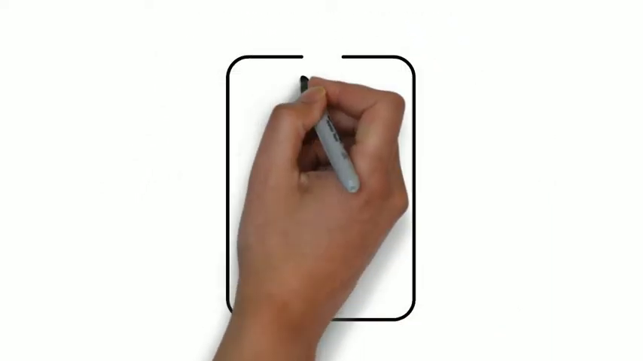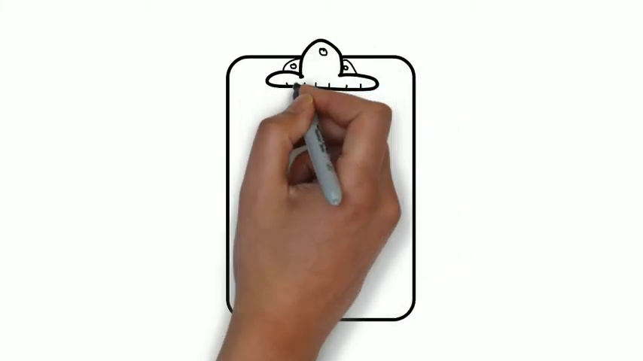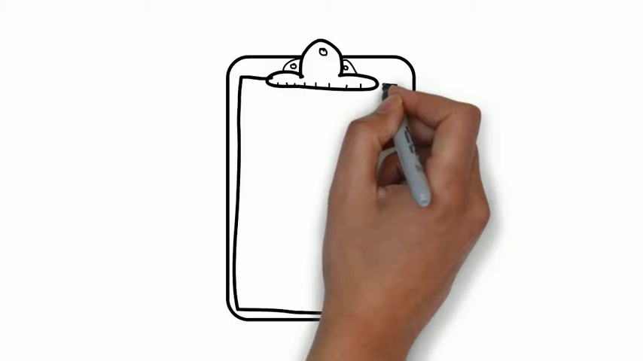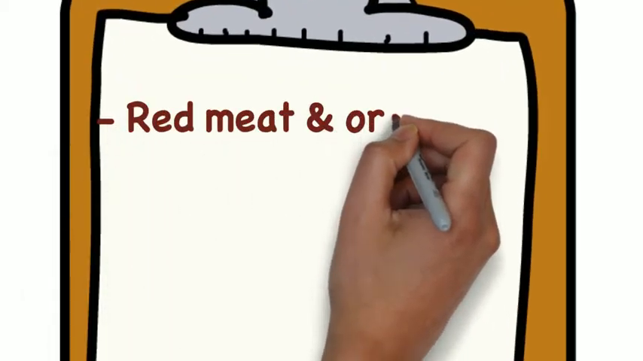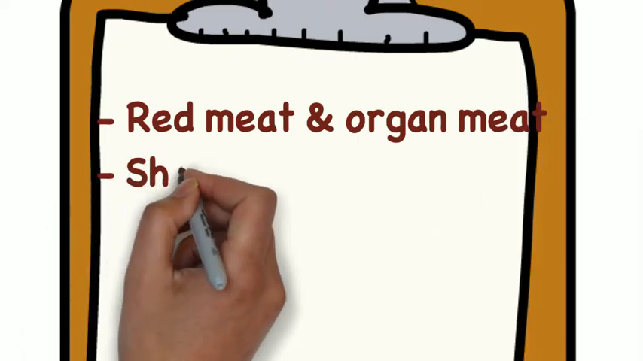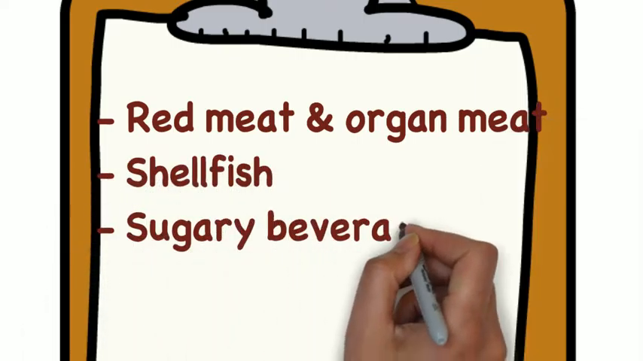Foods that are high in purines are also recommended to be limited in the diet, as these foods are known to trigger gout attacks. Some of these foods include red meat and organ meat, shellfish such as shrimp and lobster, as well as sugary beverages.